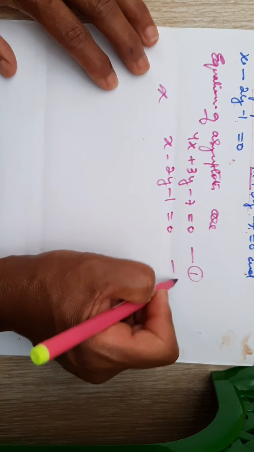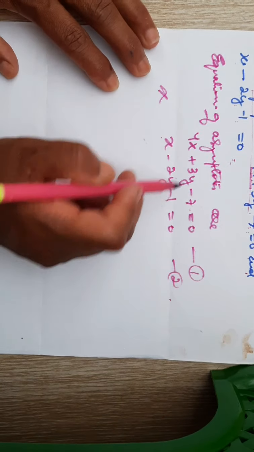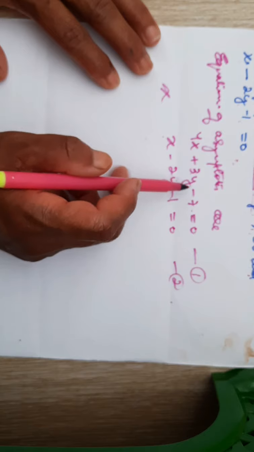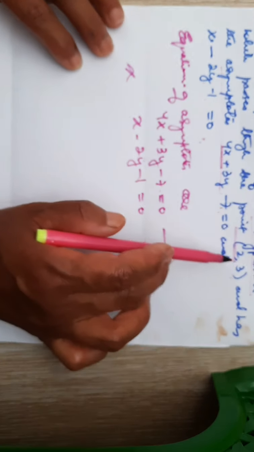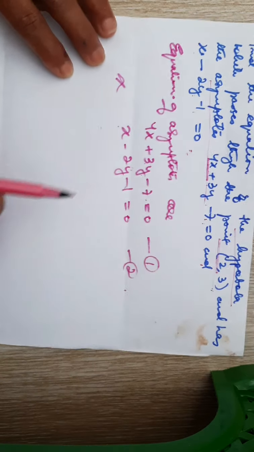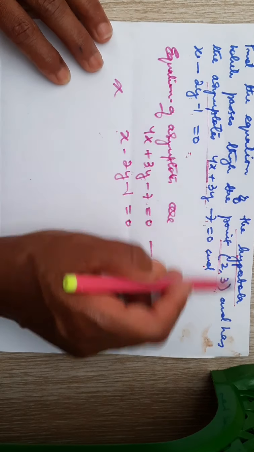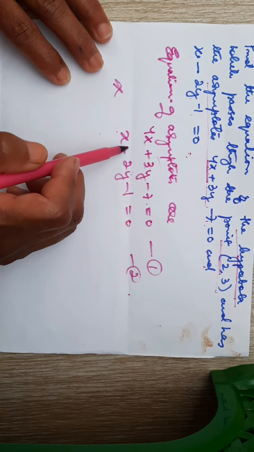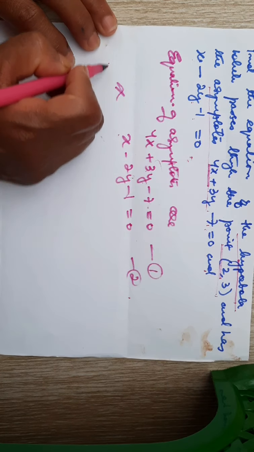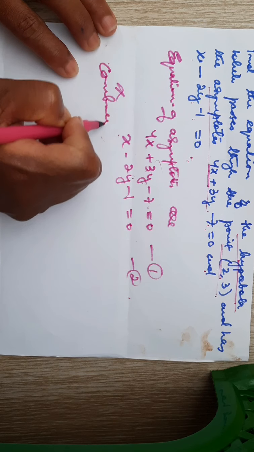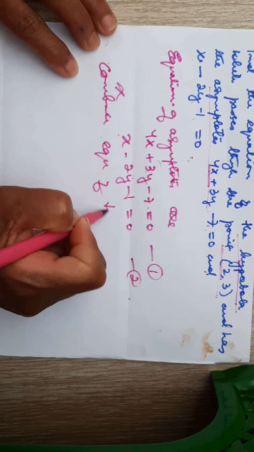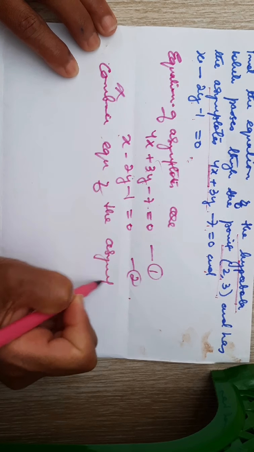This is 1 and 2. So these two represent the equations of the two asymptotes to that hyperbola which passes through the point (2, 3). Now what we need to find is the equation of the hyperbola using these given equations of asymptotes. Now you can find out what will be the combined equation of the asymptotes.